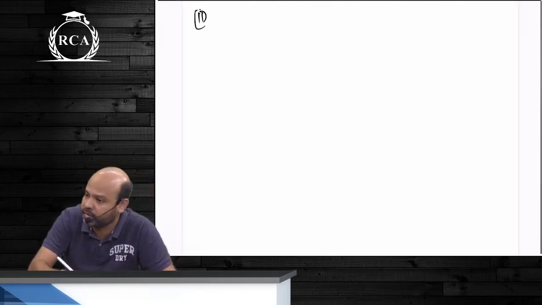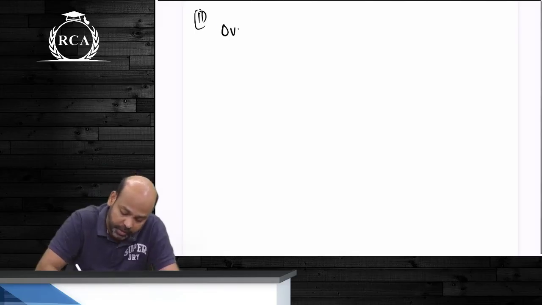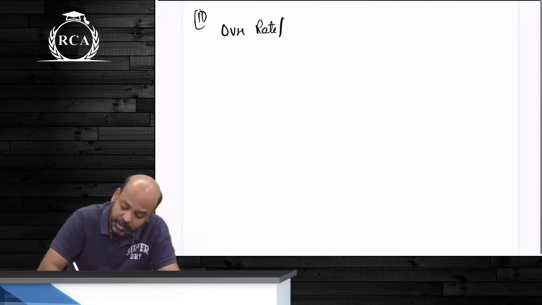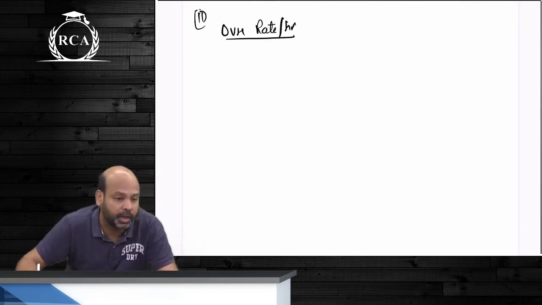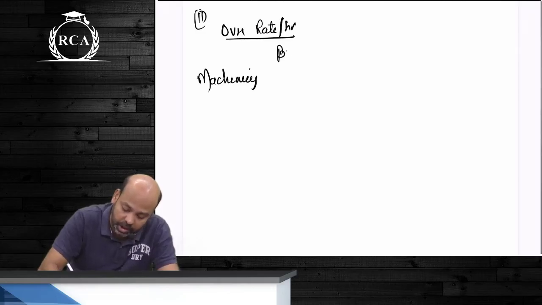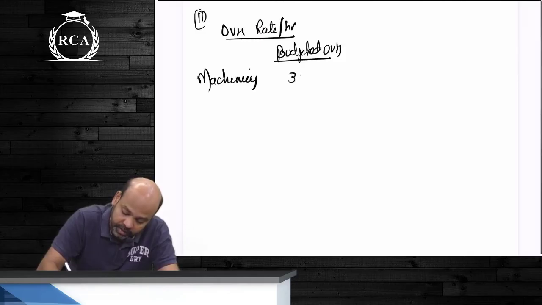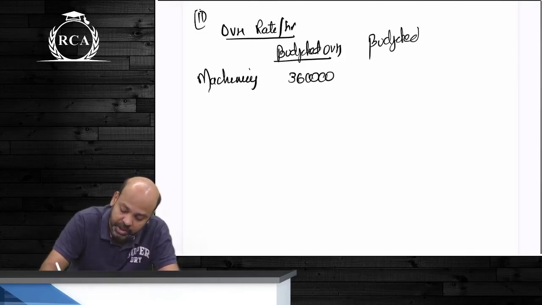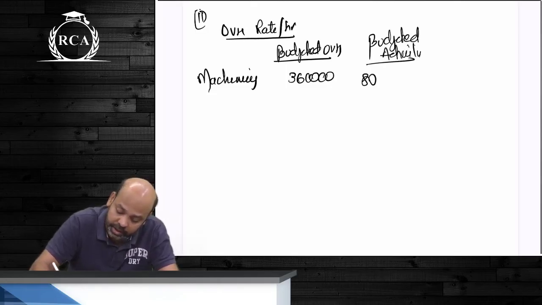Are we clear, guys? Now, overhead rate per hour. Remember, guys, doesn't matter whether it is blanket or departmental rate, you still have to compute overhead recovery rate only on the basis of budgeted data. So tell me how much are the budgeted overheads for machining department? 3,60,000. अब जब मैं budgeted activity लिखूंगा बेटा यहाँ पे, should I write number of machine hours or should I write number of labor hours? Machine hours. You will write 80,000 machine hours.